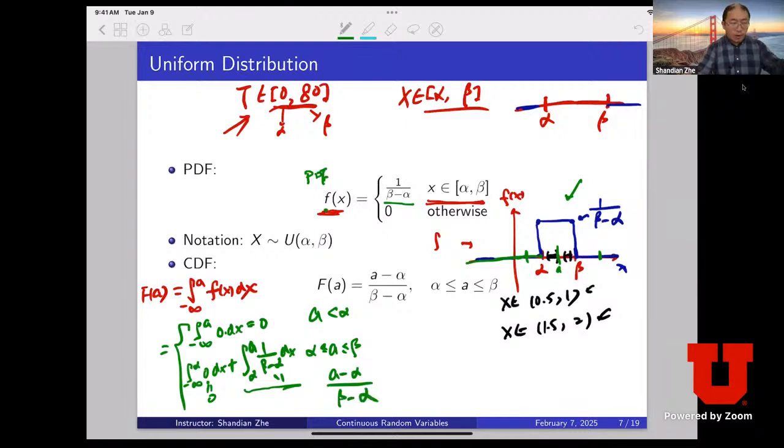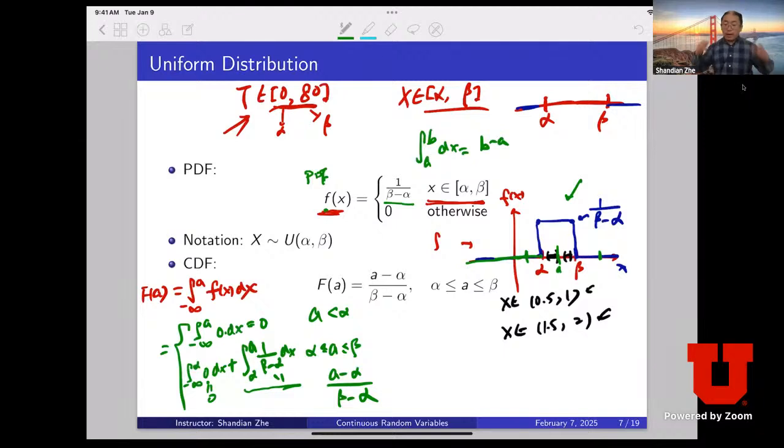If you feel uncomfortable, that's easy. Just open your calculus book and find out how this is calculated, right? This is just the integration of a constant function, which is just the upper limit minus the lower limit. Right? So it's the integral from a to b of dx. What's that? It's b minus a, right?